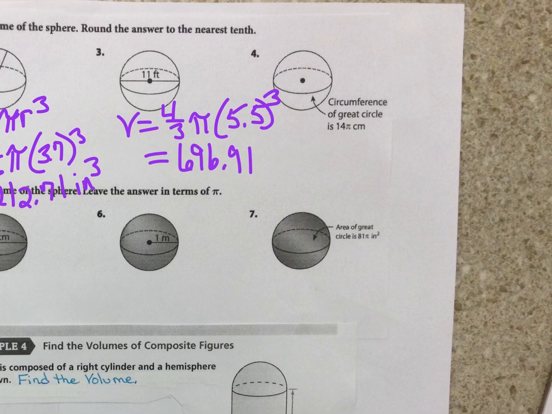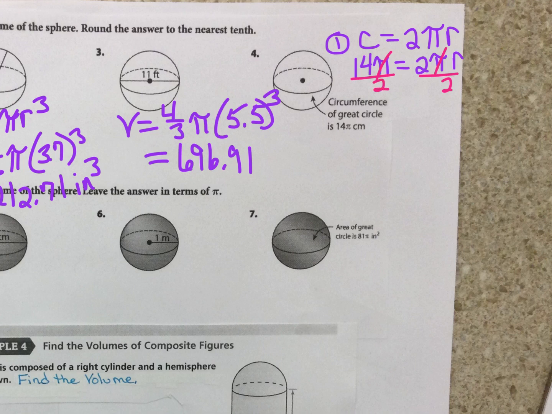It tells us the circumference of the great circle is 14 pi. It doesn't give us the radius, so the first thing we have to do is find the radius. If you think about circumference, it's 2 pi r. If we put 14 pi in for it, we get 14 pi equals 2 pi r. Now the pi's cancel each other, and if you divide by 2, we get 7 equals radius.